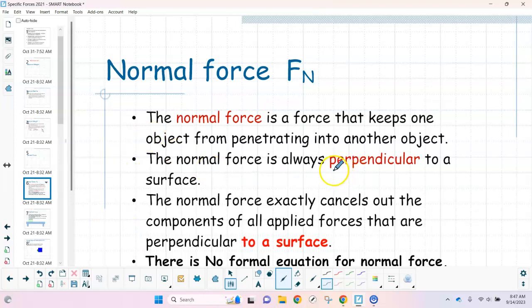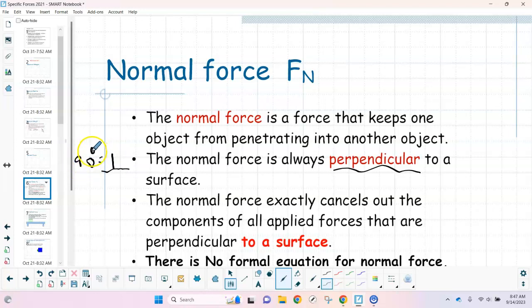The normal force is always perpendicular to the surface. The perpendicular symbol in math class looks like an upside down T, and that means 90 degrees. So 90 degrees from the surface is where the normal force acts.